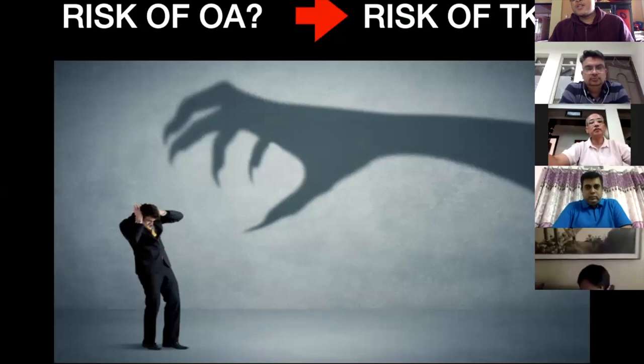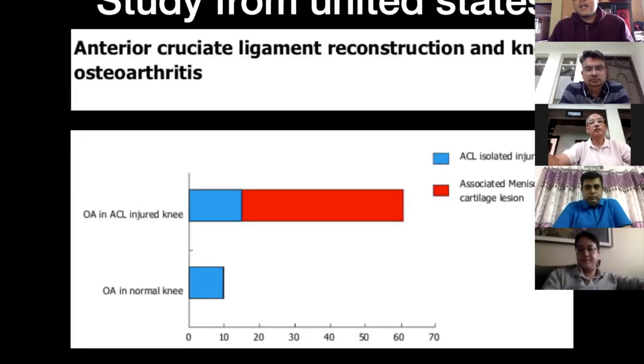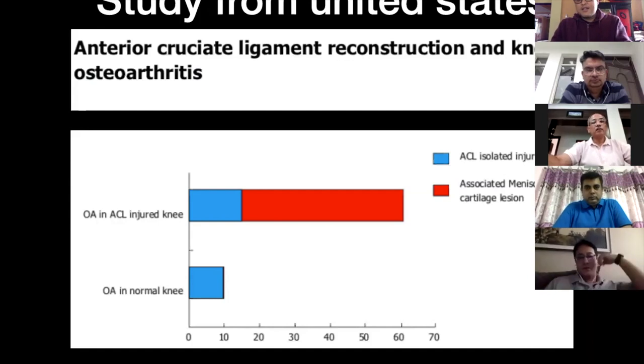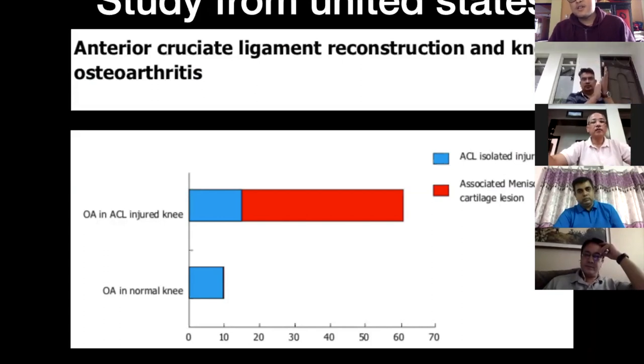So risk of OA, risk of TKR, we have already talked about. And what we have found in literature is that even with ACL reconstruction, the osteoarthritis progresses, but osteoarthritis is significantly higher when ACL injury is associated with meniscus or cartilage lesion. So ACL reconstruction should be considered as a preventive surgery for the secondary injury, thus leading to decrease in the osteoarthritis.